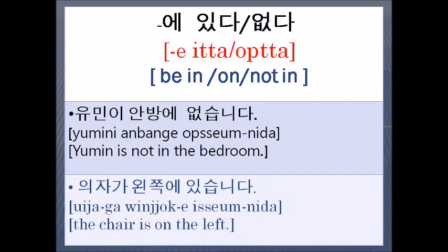So next, 의자가 왼쪽에 있습니다. So, the chair is on the left. 에 있다 or 없다 means kung saan nakalagay ang isang bagay or kung saan naka-stay ang isang tao.